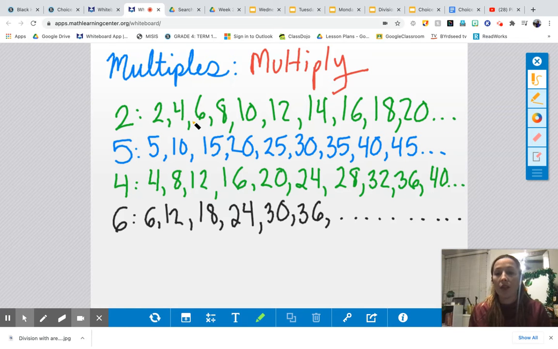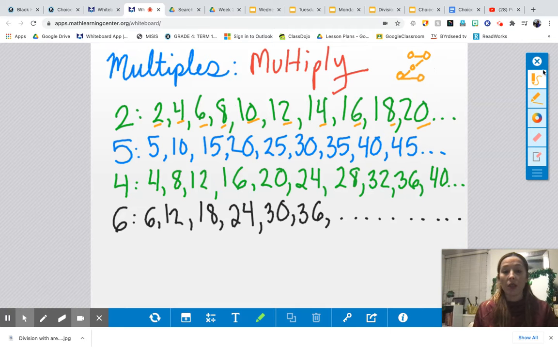We are scholars. So something else to look for when you're looking at multiples are patterns. So if I'm looking at the multiples of 2, I notice there is a pattern. I have 2, 4, 6, 8, 0 in the ones place. 2, 4, 6, 8, 0 in the ones place. And that pattern does repeat forever.